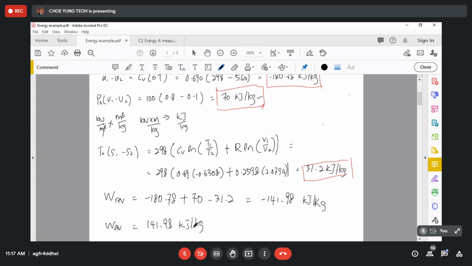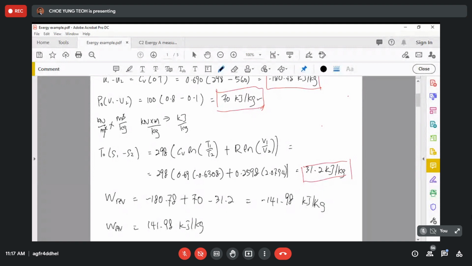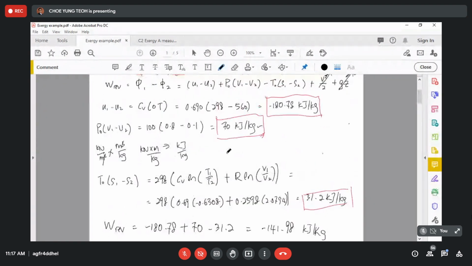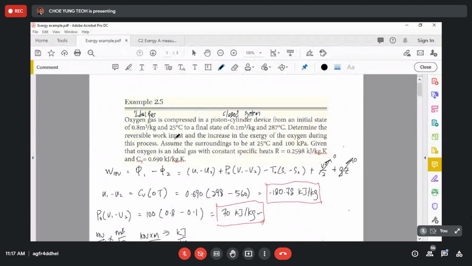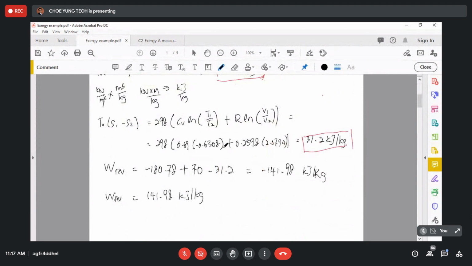Remember that work done should be the positive value, just the work done to the system or work done from the system. And this is the work done to the system. Okay, the system is absorbing the exergy from external force. Okay, and this is also referred to the increase in the exergy.